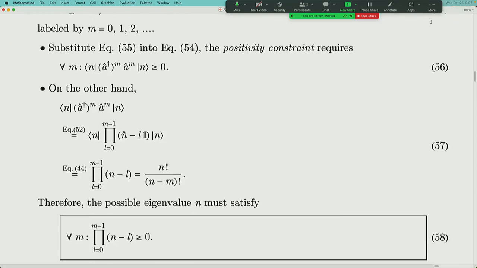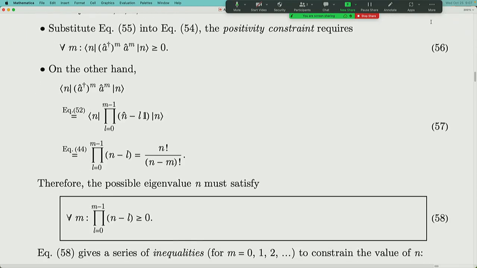Actually, any state is an eigenstate of the identity operator, so the corresponding eigenvalue is 1. So that's why you replace this identity operator by 1 and replace this number operator by n, and then this product basically becomes the product of n minus l, over all l from 0 to n minus 1. So this is how we evaluate this inner product or scalar product, using the eigen property. And if you write it down, it's n times n minus 1 times n minus 2, all the way to n minus m plus 1.